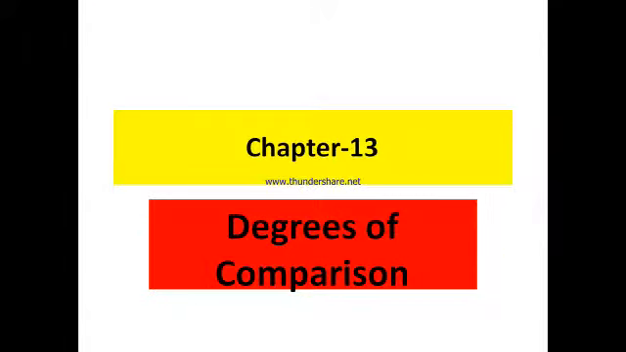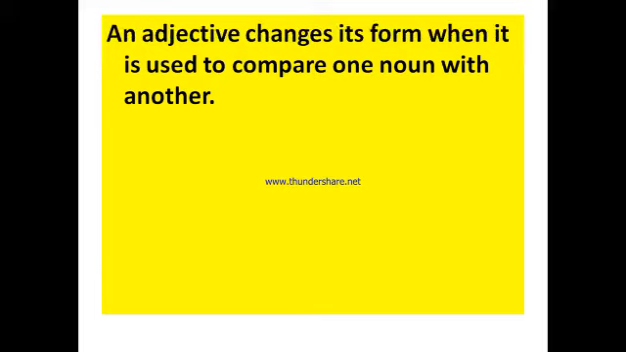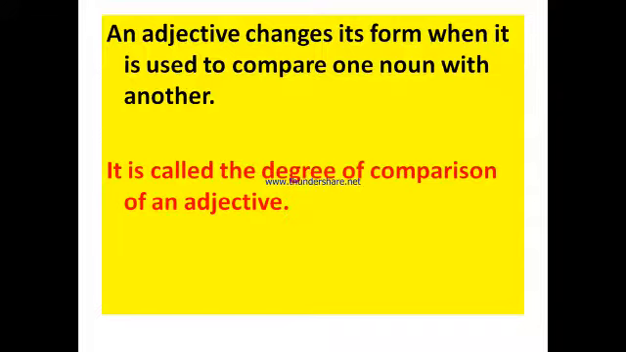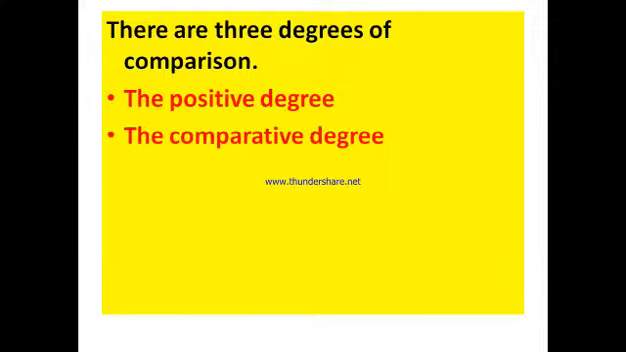Hello students, today we are going to study chapter 13 of English grammar, degrees of comparison. An adjective changes its form when it is used to compare one noun with another. It is called the degree of comparison of an adjective. There are three degrees of comparison: the positive degree, the comparative degree, and the superlative degree.